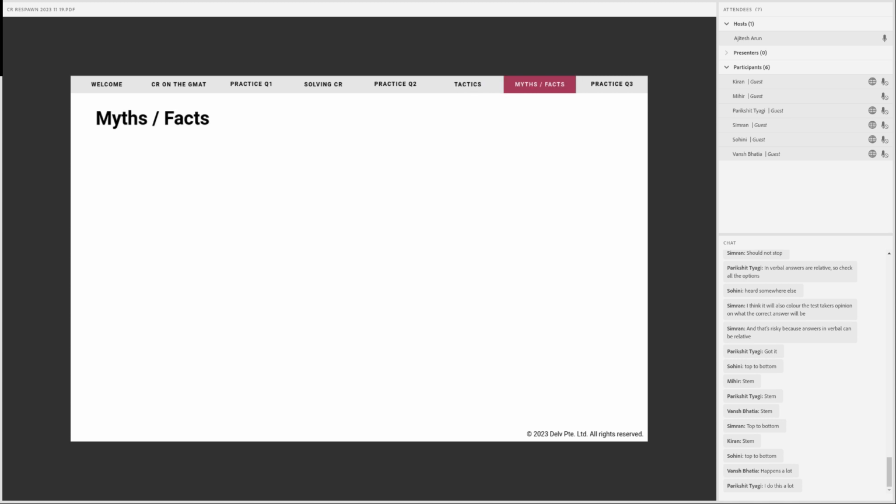All right, final section before our last practice question, myths and facts. Let me put a few up over here. One of the things about critical reasoning is there is no math involved in GMAT critical reasoning. So it's easy to make a critical reasoning question that tests math, but the GMAT doesn't do that. So this is something that you guys might already be familiar with. There is no math in your GMAT critical reasoning questions.